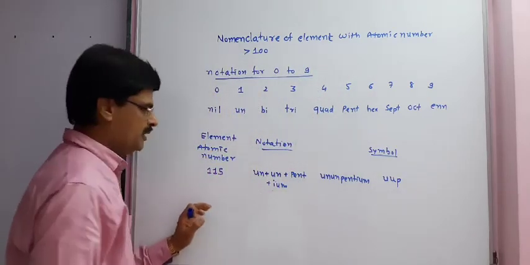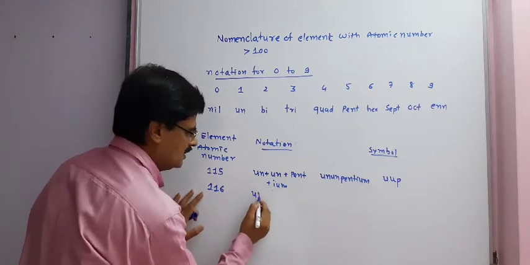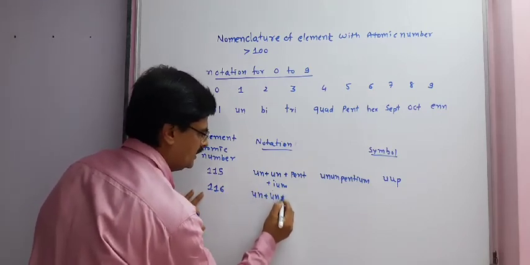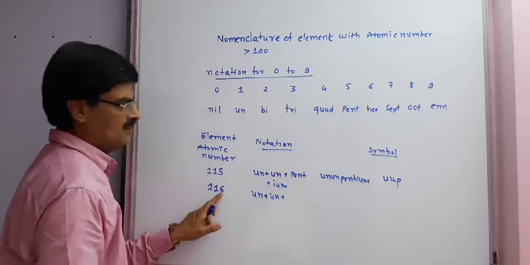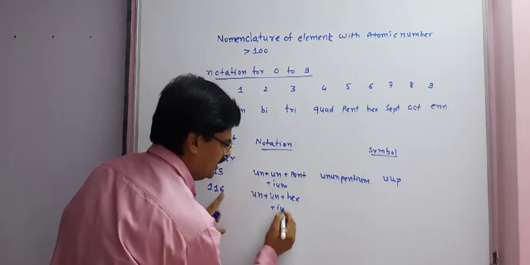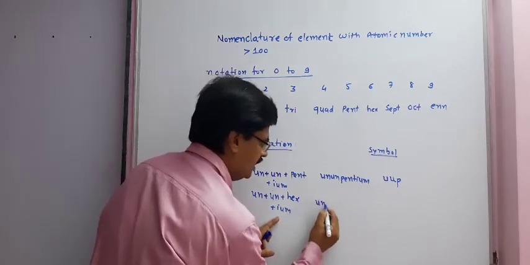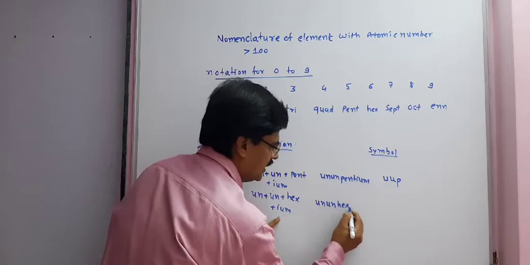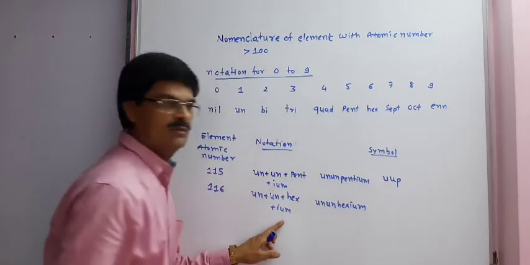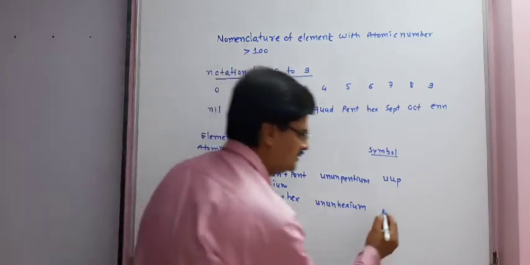Now element number 116. Un plus un. Plus for the 6 we have hex plus ium. Therefore the name will be ununhexium. And the symbol will be UUH.